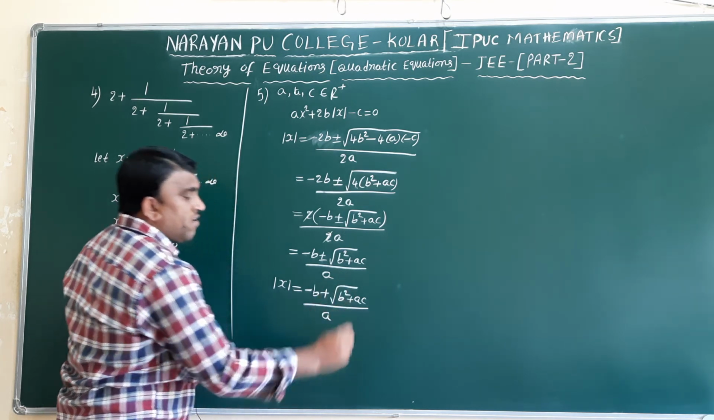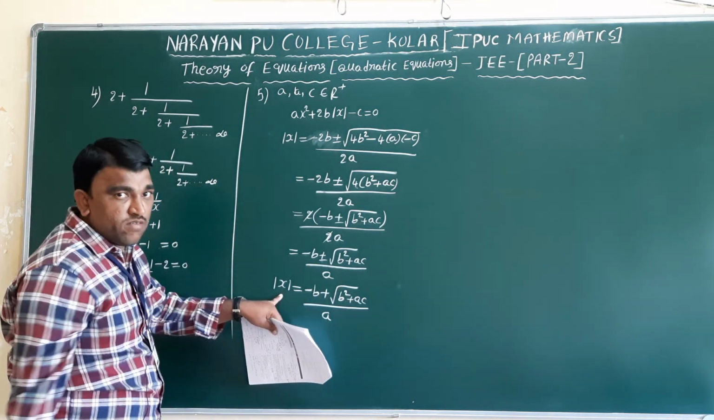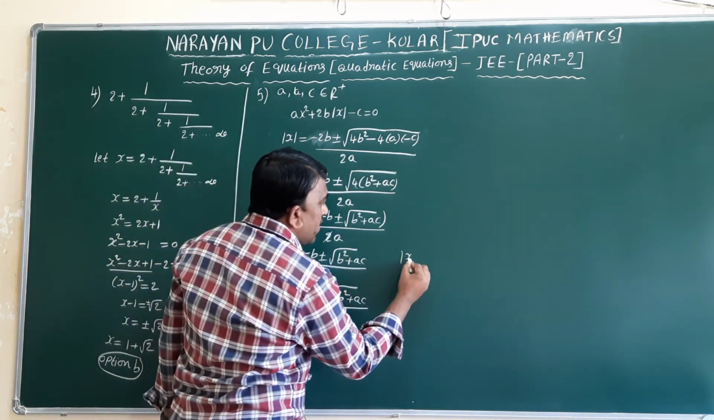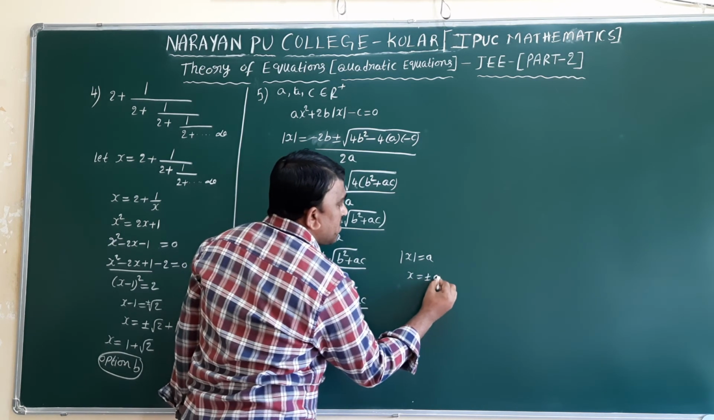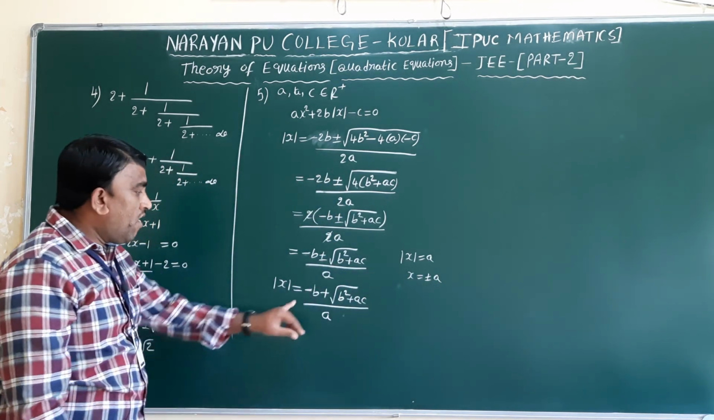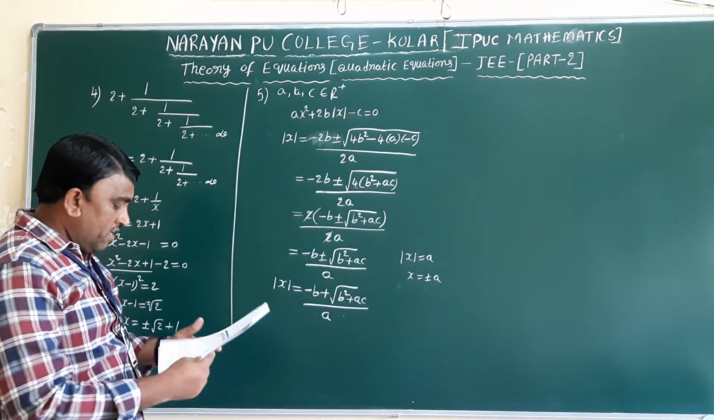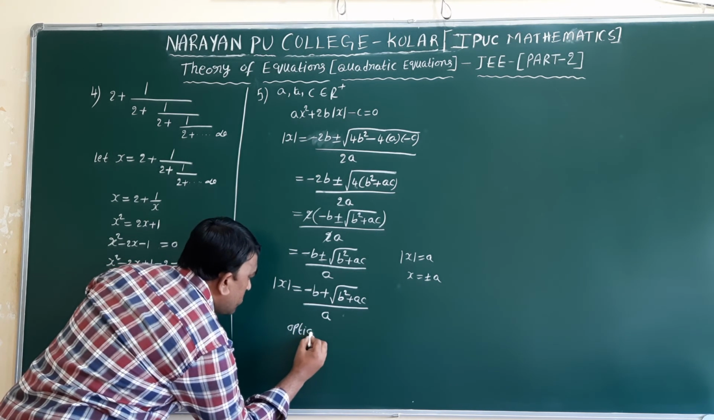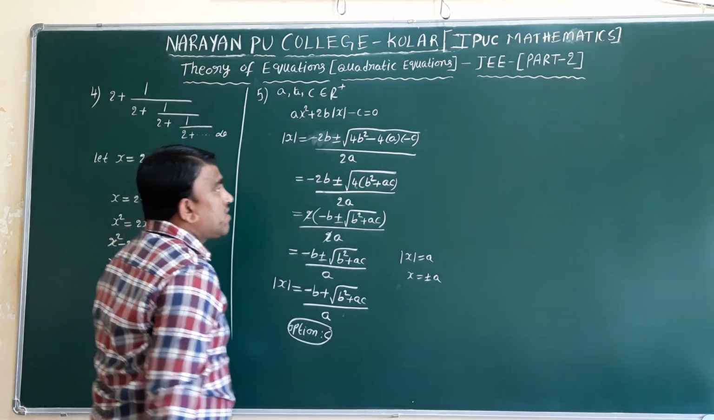While removing the modulus, we will get plus or minus 2 values. This is a positive number only. Generally, mod x equal to a, then what is x? Plus or minus a. Based on that reason, how many real solutions will we get for this? 2 solutions we get. Option C is the correct one. They didn't ask for the solution, just how many real solutions. So option C is correct.